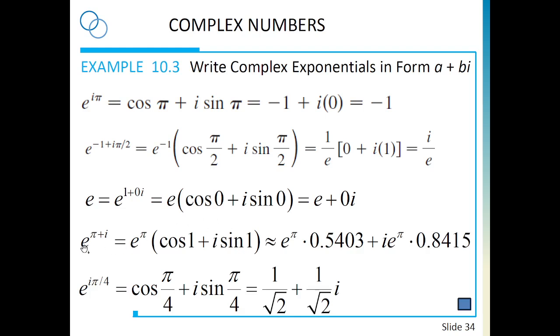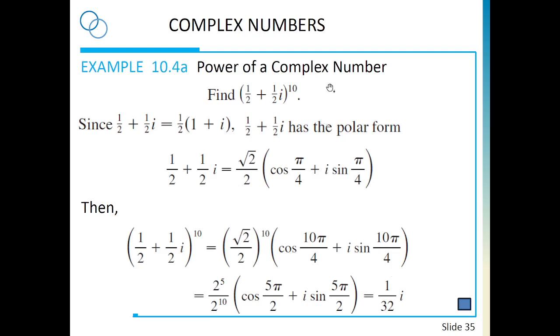Here we have e to the power pi plus i, so this is e to the pi times e to the power i, right? The angle is 1, so e to the power 1i, and we apply the Euler formula: cosine 1 plus i sine 1. So we get some fancy complex number. Then e to the power i pi over 4, the angle is pi over 4, using the Euler formula. Obviously we need to evaluate cosine pi over 4 and sine pi over 4 properly, so we get a standard form of a complex number.